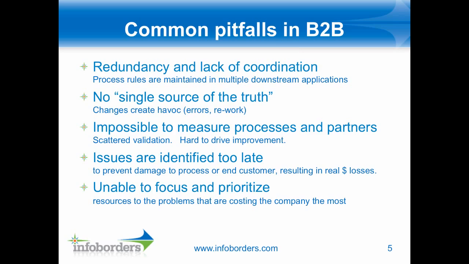Managing the issues and errors we are just discussing is complicated for the following reasons. B2B process rules could be very different for different partners and are managed in different locations in the enterprise, creating redundancy and lack of coordination. Errors and rework create a situation where there is no single source of truth. Processes and partner performance is hard to measure. Many issues are identified too late and result in loss of profit. Without a clear understanding of all the issues and current impact, focusing and prioritizing resources is a challenge.